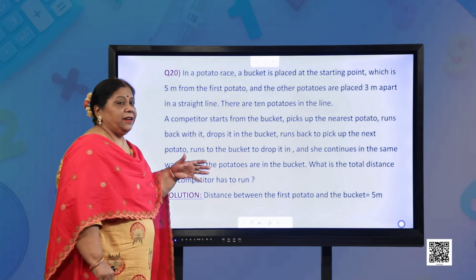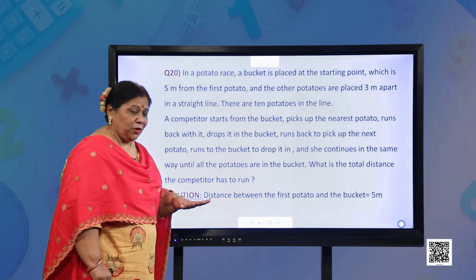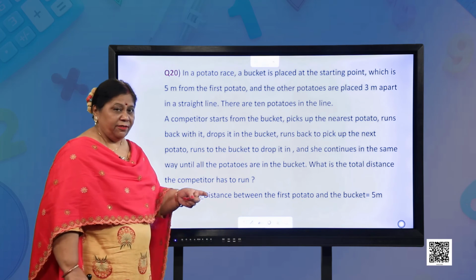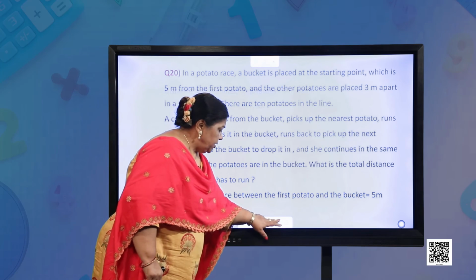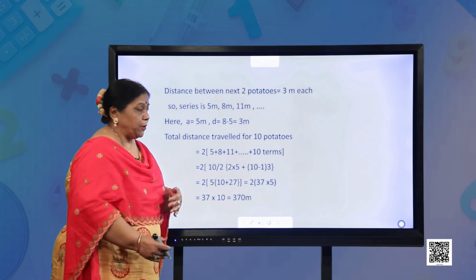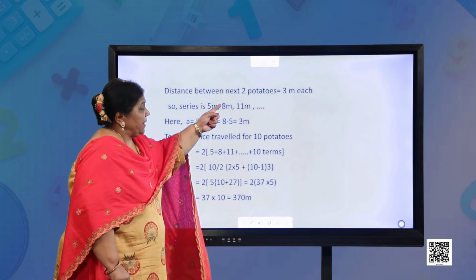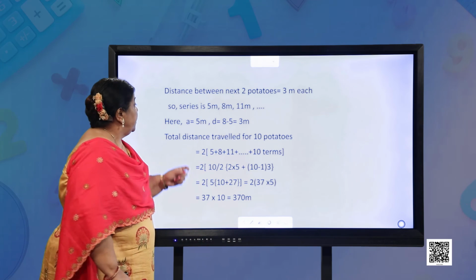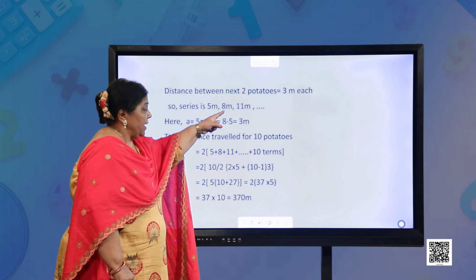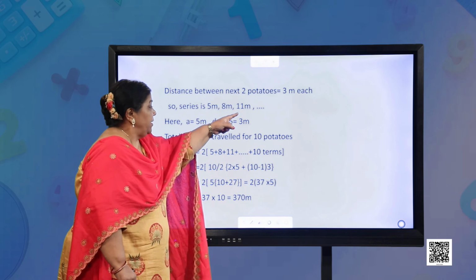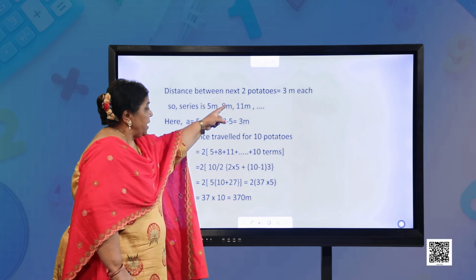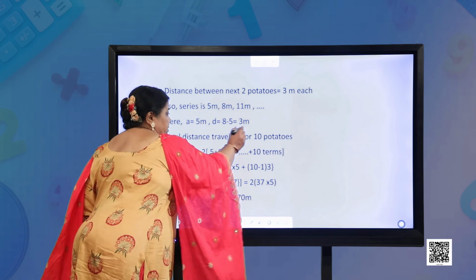So, converting it in the form of arithmetic progression, distance between the first potato and the bucket is 5 meters. Now, she has to run 3 meters for subsequent potatoes. Distance between next two potatoes is 3 meters each. So, the series is 5 meters. What is 5 plus 3? 8. 8 plus 3? 11. So, we get here first term as 5 meters and d obviously is 8 minus 5, that is 3 meters.